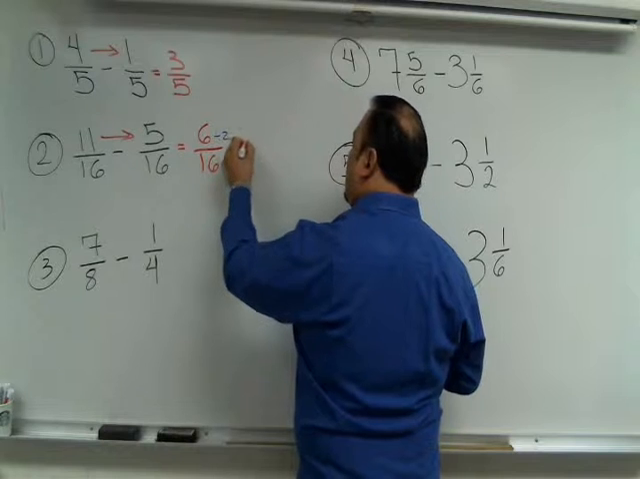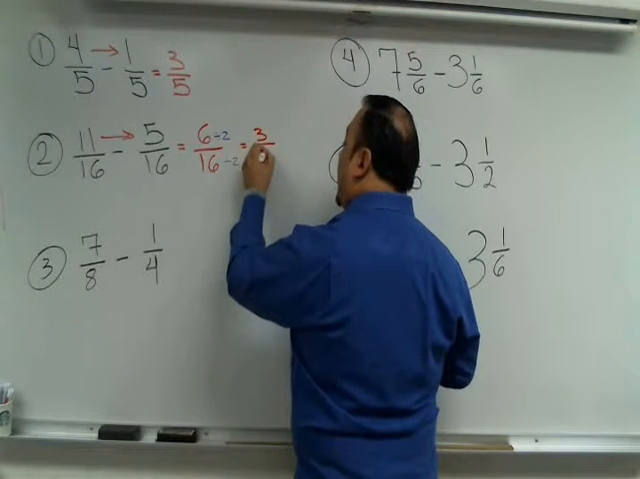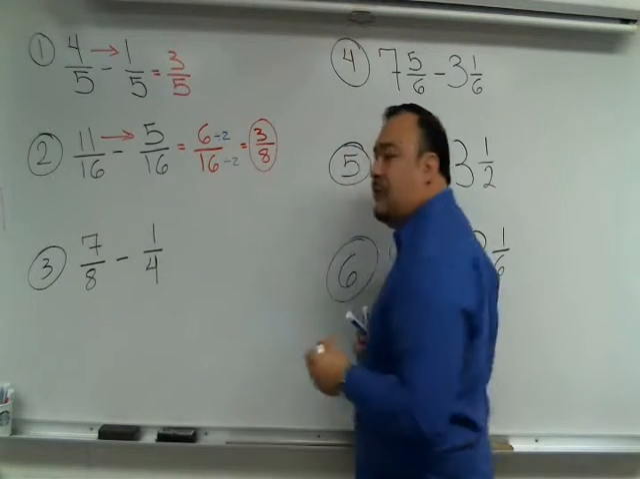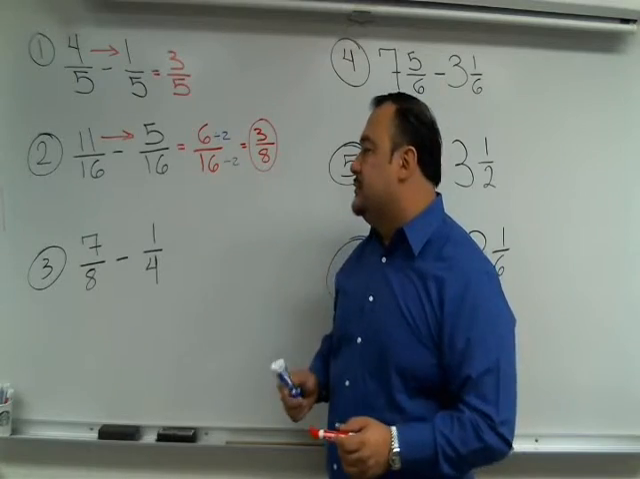6 divided by 2 equals 3. 16 divided by 2 equals 8. My final answer, 3 over 8. Remember, anytime you can reduce, you want to reduce.